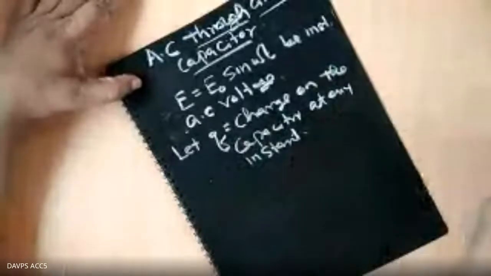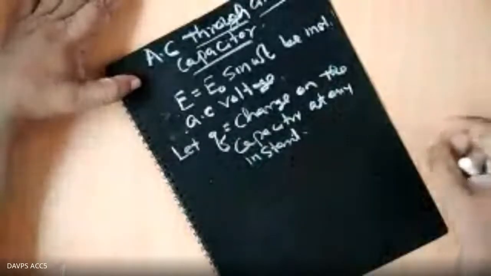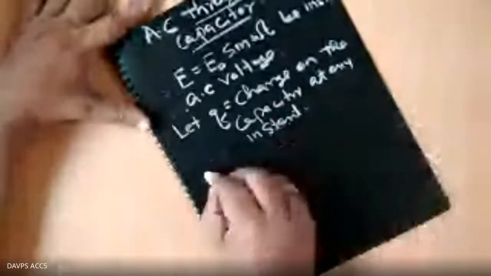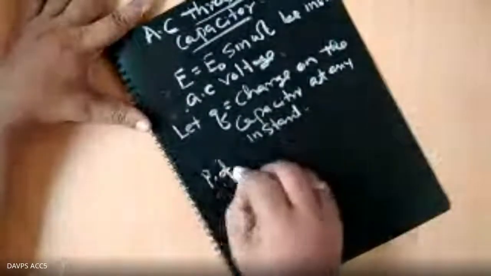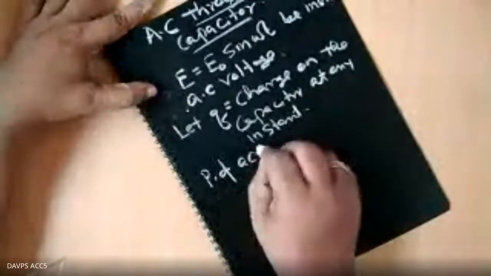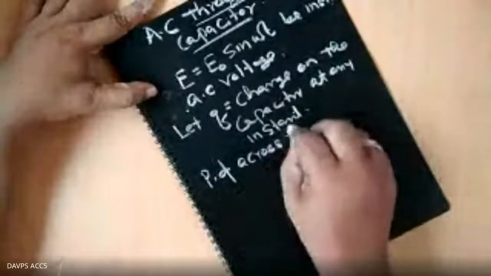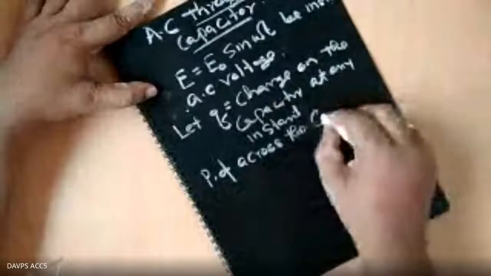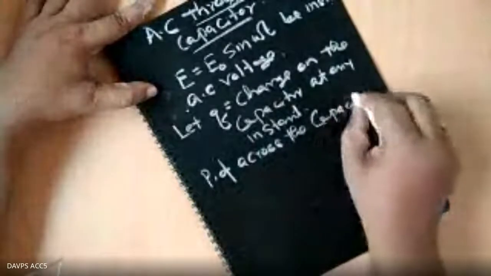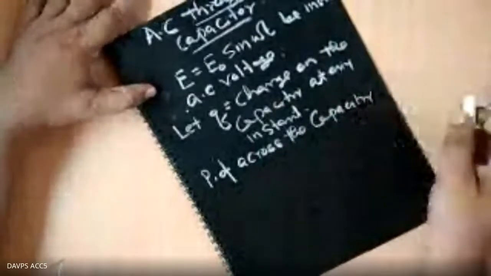At any instant, charge stored equal to Q. So what will be the PD across the capacitor? What is the PD across the capacitor? Q by C, very good. E equal to Q by C.